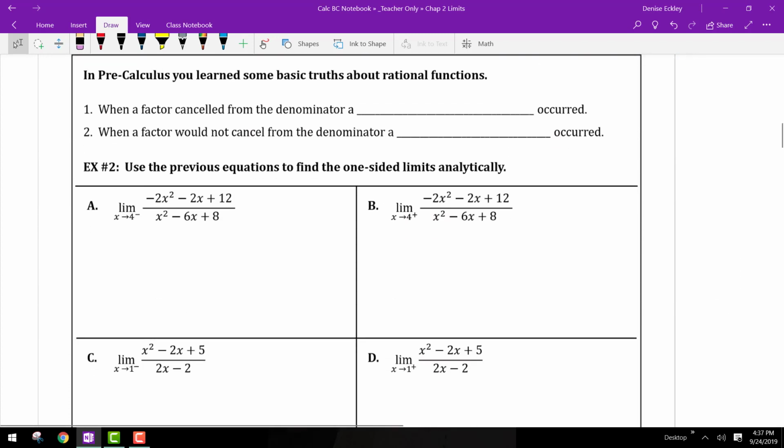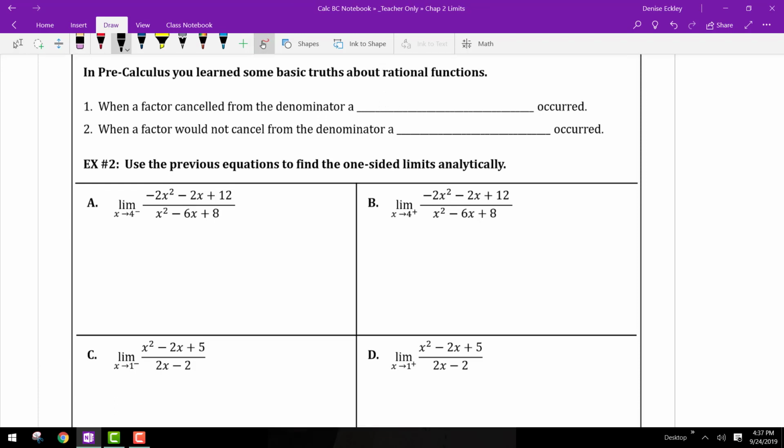So in pre-calculus, we learned some basic truths about rational functions. When a factor cancels out from the denominator, we know that a hole occurs. The graph will look just fine if you're looking on your graphing calculator, but there is a hole there. When the factors don't cancel out from the denominator, a vertical asymptote occurs.